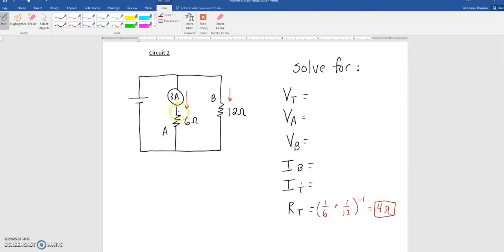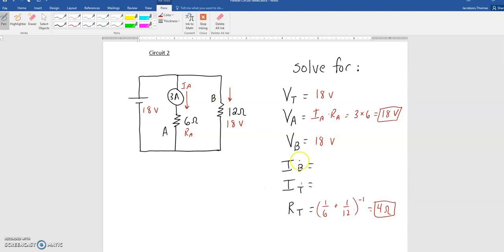I also know two things about A. I know the current going through A, and I know the resistance of A. So I could solve for the voltage at A. I could do V of A equals I of A times R of A, and I could do 3 times 6, and that gets me 18 volts. Now what you should know is that everything gets 18 volts. B and the total, everything here is 18 volts.